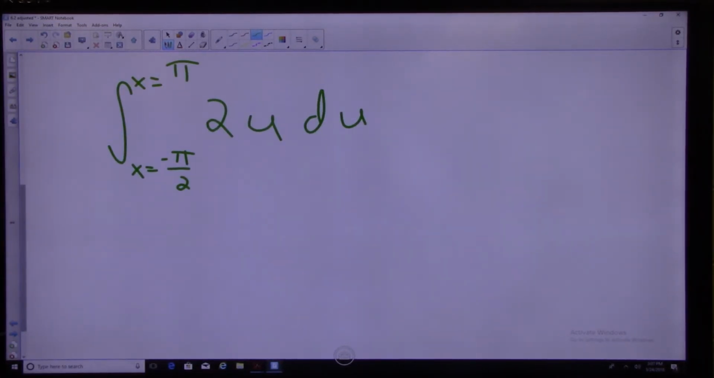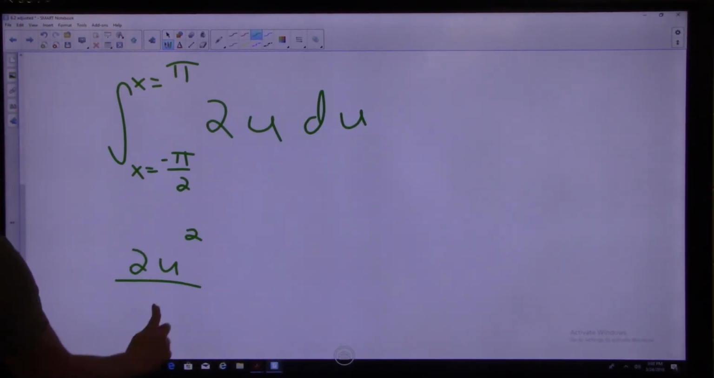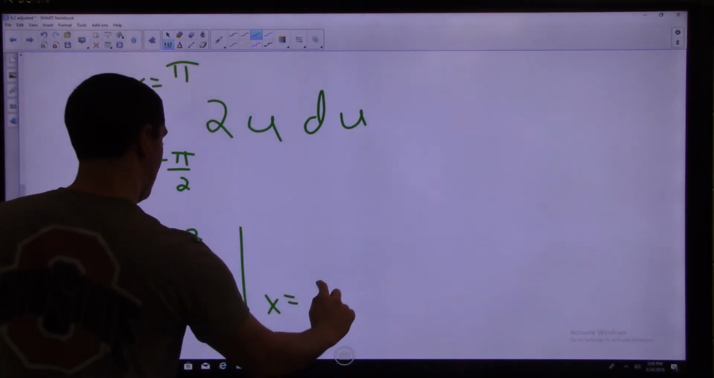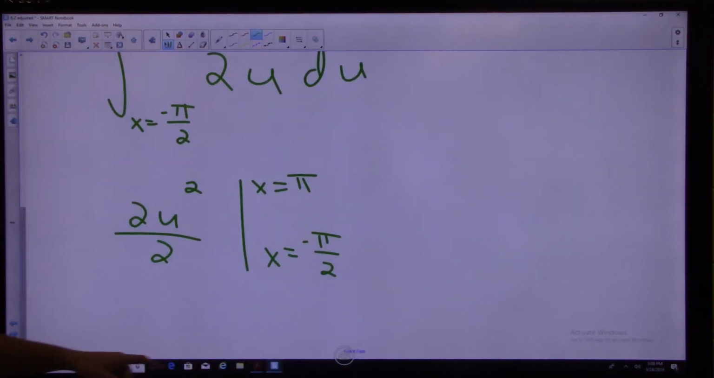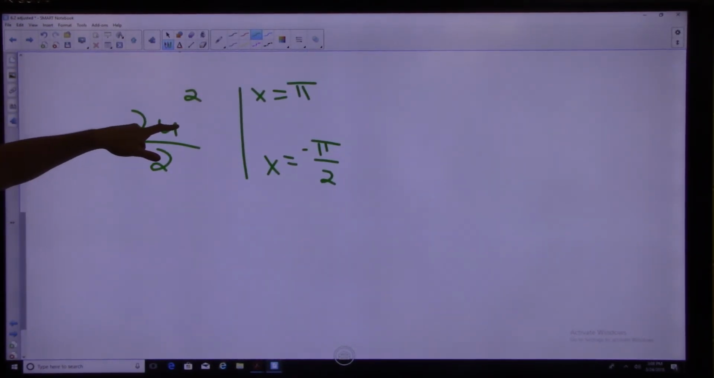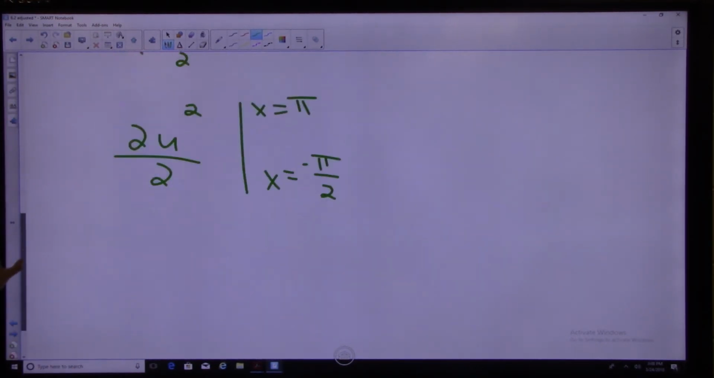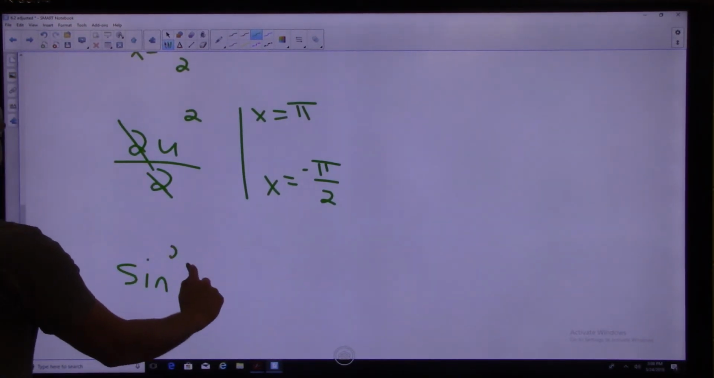So how do you integrate 2u? Well, you add 1 to the exponent, divide by the new exponent. So it's going to be 2u squared over, well, the new exponent is 2 over 2. And we're going to evaluate that from x equals negative pi over 2 to x equals pi. All right, well, we still have x there, right? So we have to plug in whatever u is equal to, some expression with x in it. So u is equal to sine x. So guys, the 2's are going to cancel, and so essentially we're just going to have sine squared x.